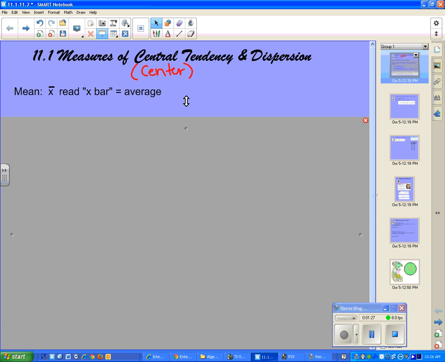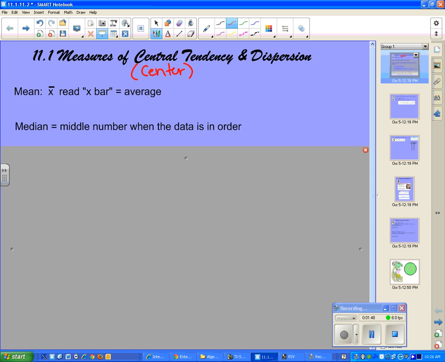Mean, you've seen this before, maybe not a ton. It's denoted by an X with a bar over it, X bar, and that stands for mean or average. How do you find the mean? Add them all up and divide by however many you have. Median, the middle when your data is in order.